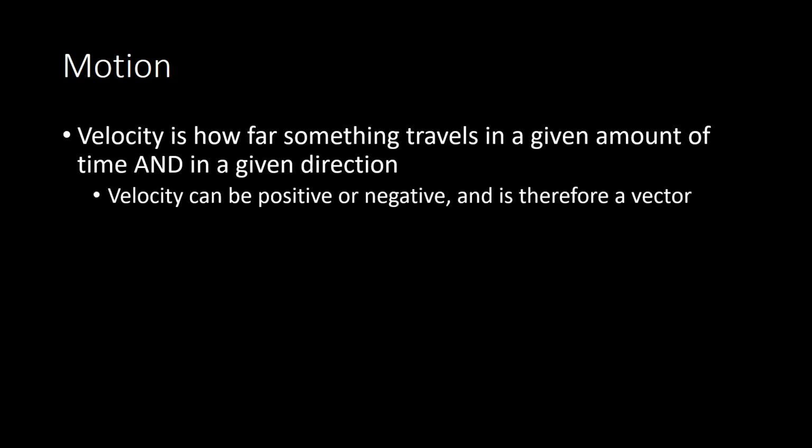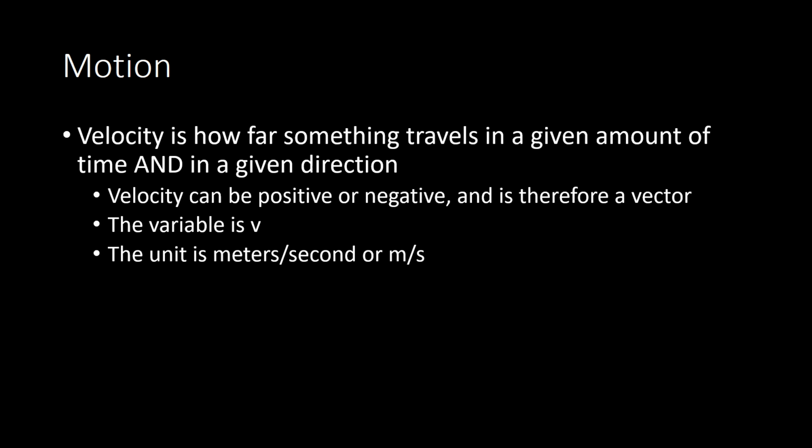So velocity can be positive or negative. That makes it a vector quantity. The variable is a lowercase v. The unit, again, is some form of distance divided by some form of time. Most often it will be meters per second, but again, it could be kilometers per hour, miles per hour, meters per minute, whatever. The formula for velocity is velocity equals the change in position over time.